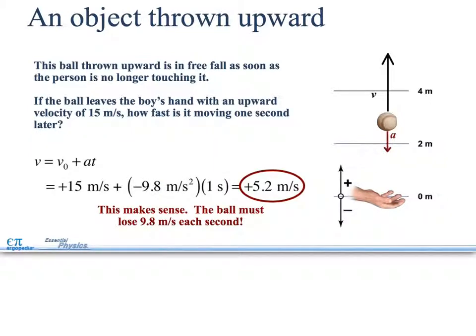Alright, so we're using negative gravity, and we're saying the positive V0 is going up. It's going to be positive, because it's going up. We're saying up is the positive direction and down is negative. So V0 is positive and A is negative.